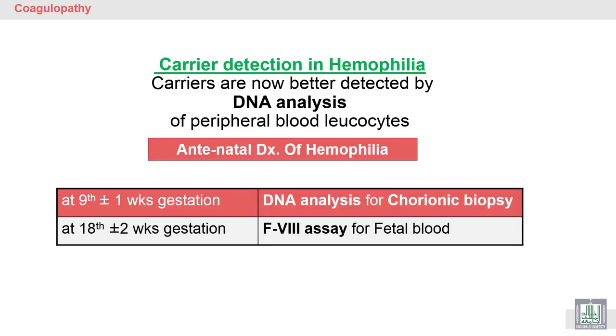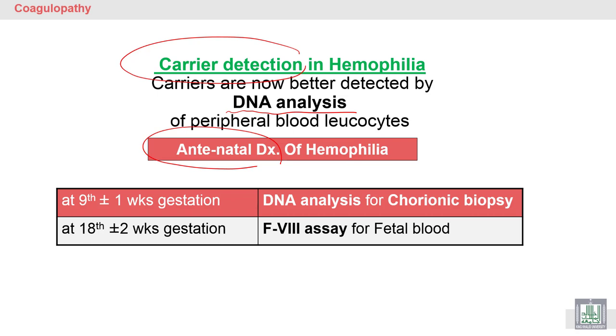So carrier detection for hemophilia is very important, especially in premarital screening. If the mother is already pregnant, we have to do what's called antenatal diagnosis of hemophilia, by genetic or DNA analysis of the peripheral blood leukocytes. So we will know the carrier, we will know the disease.